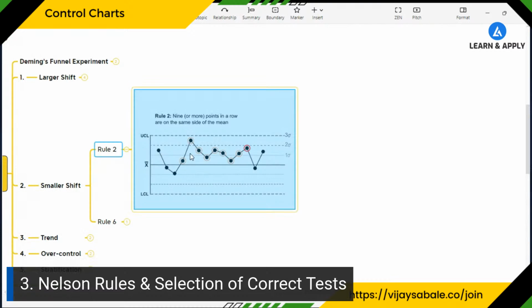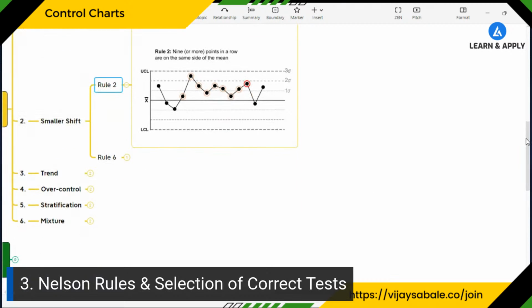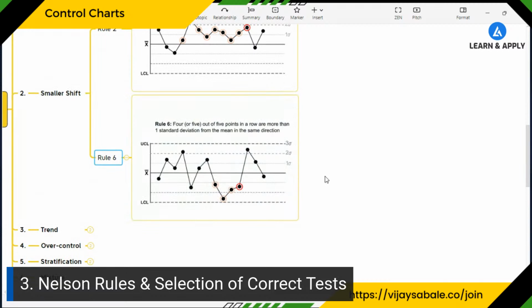What are these rules? Let's go into the detail. Rule number 2 indicates 9 or more points in a row are on the same side of the mean. So this is again indicating that our process has started shifting towards one of the control limits. Rule number 6 is 4 or 5 out of 5 points in a row are more than 1 standard deviation from the mean in the same direction. Again, it is indicating that the process has started shifting towards one of the control limits. So we should take actions in this case depending on the criticality of your product, process or service performance.